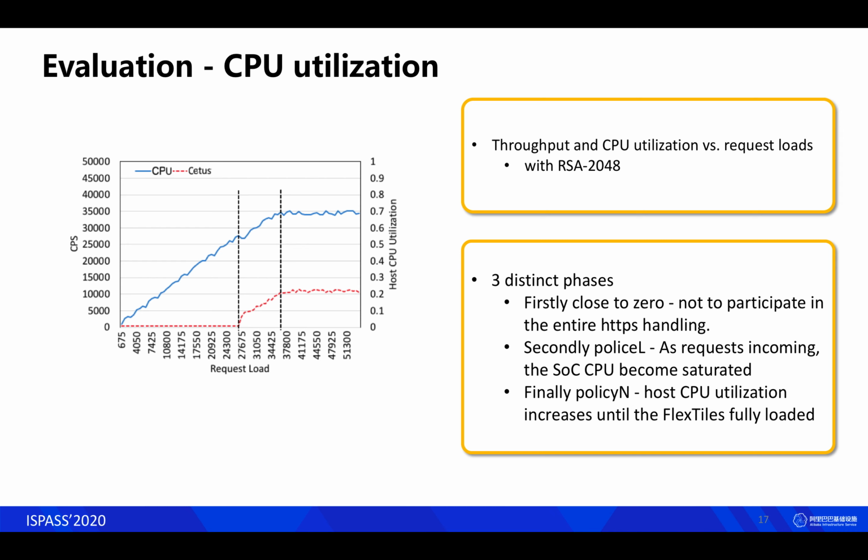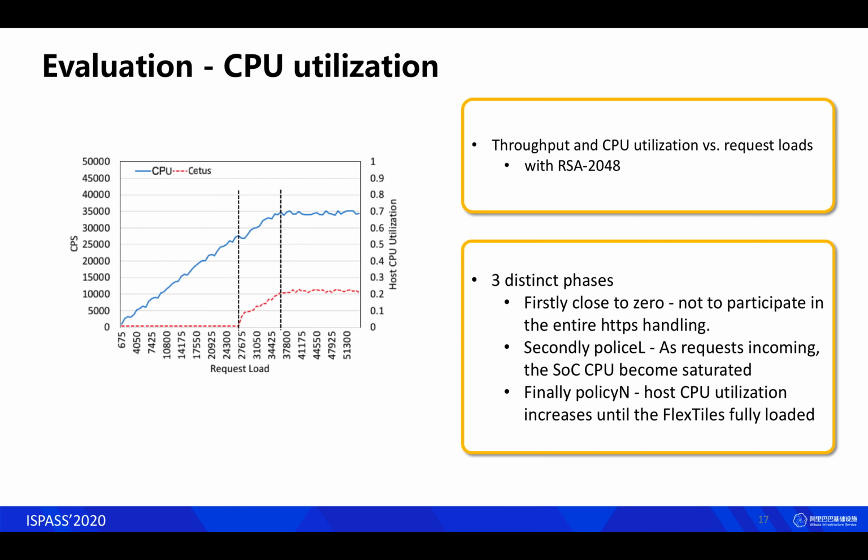As the request number increases, the small cores become saturated, and the flow diverter uses the local policy. Then the host CPU utilization slowly increases until the flex tail in CETUS SoC is also fully loaded. After that, the global policy is engaged. This results in almost identical performance as the QAT in asynchronous mode, but with the CPU utilization not exceeding 30%. In contrast, the CPU utilization of the QAT reaches almost 70% in order to deliver the same level of the CPS.